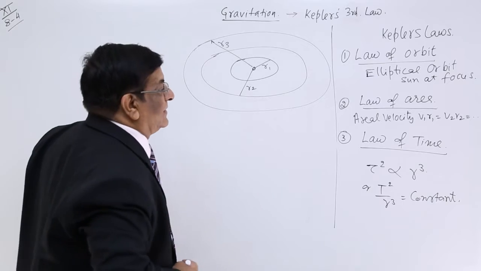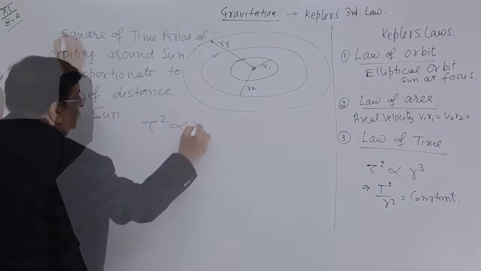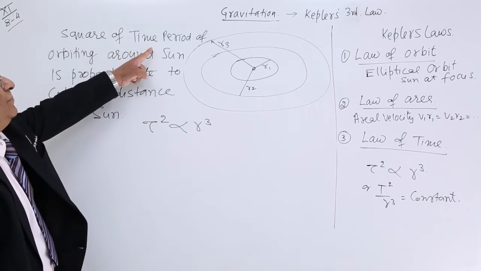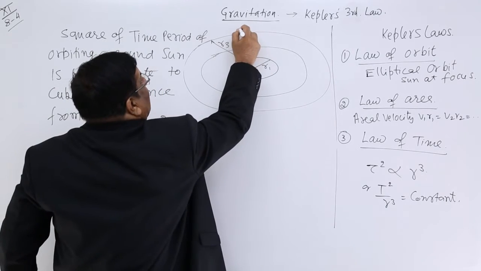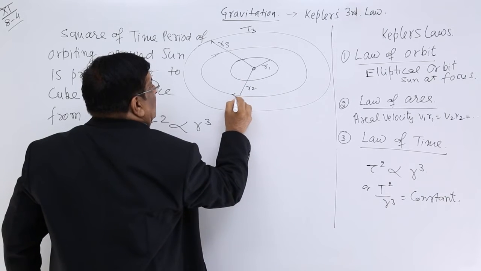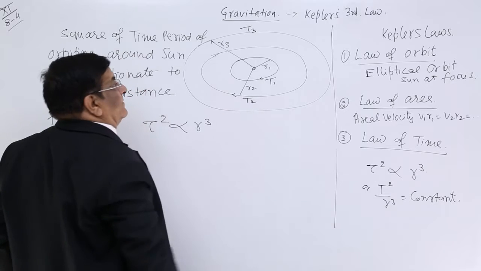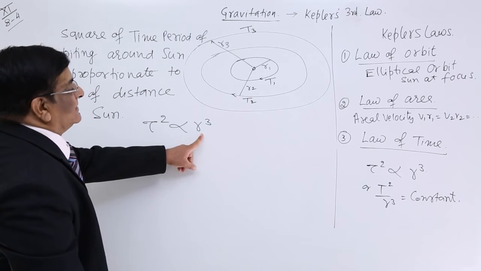He said that the square of the time period... this planet moves here and takes time t, let's call it t3. This one takes time t2 and this one takes time t1. So every time is related to its radius.